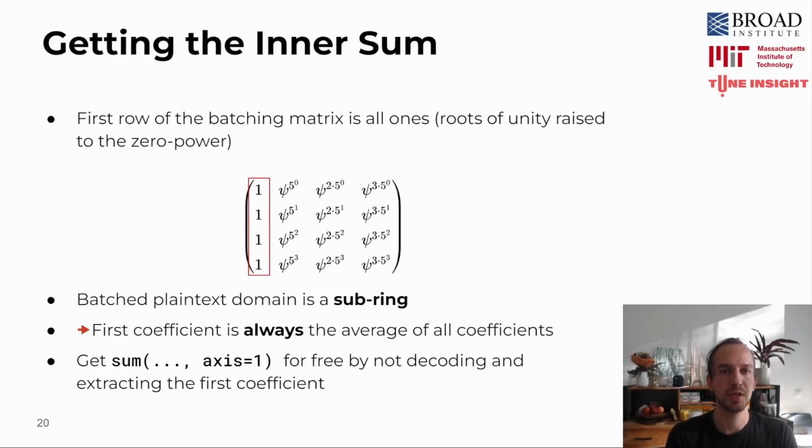So, how did we get this inner sum for free? We can observe that the first row of the canonical embedding matrix has only ones. This means that in the ring, the first coefficient is always the mean of all the encoded coefficients, which is nothing more than a scaled sum. Additionally, we know that the plaintext space is a closed subring, which means that this property always holds. Therefore, we can get the inner sum for free by skipping the decoding step and just extracting the first coefficient of the ciphertext after the decryption.